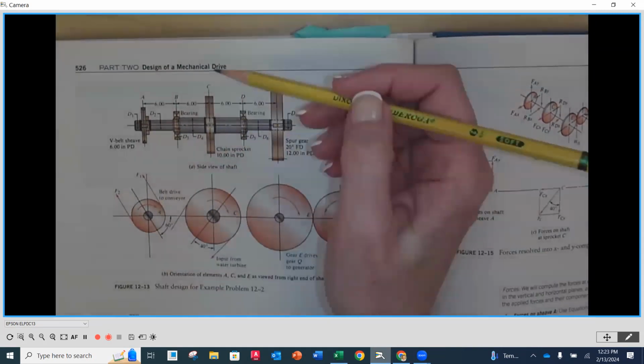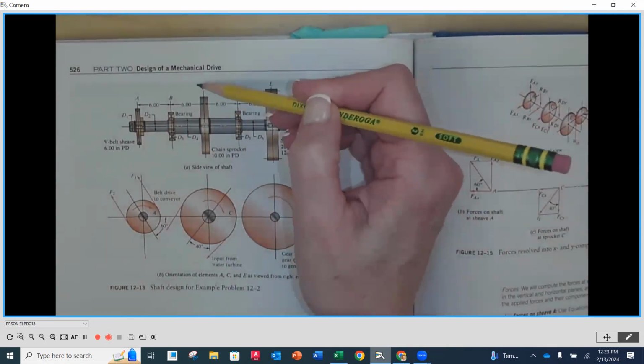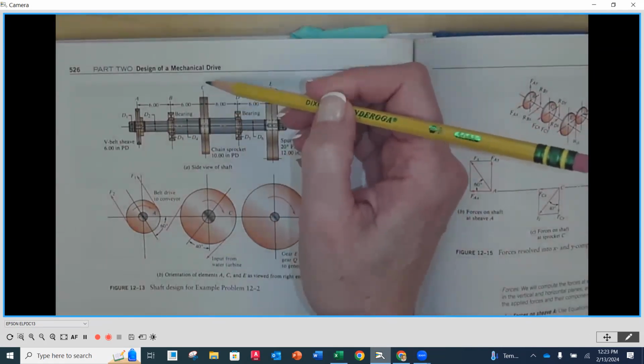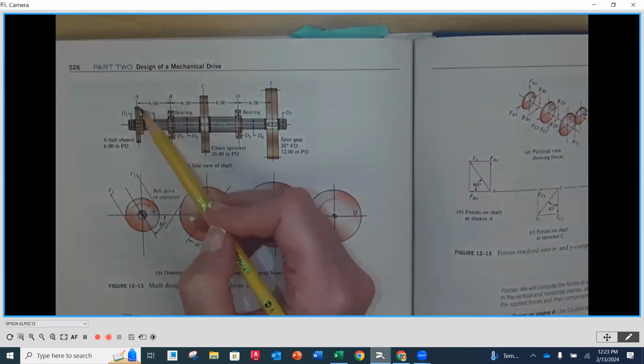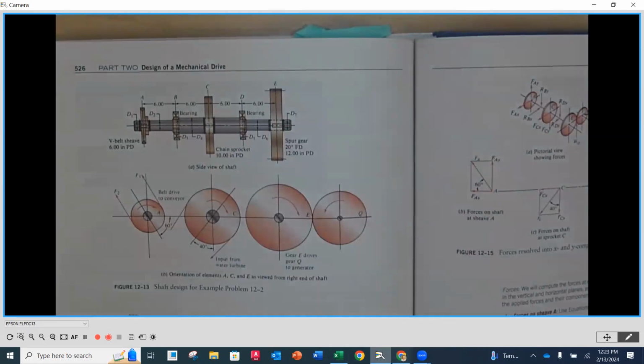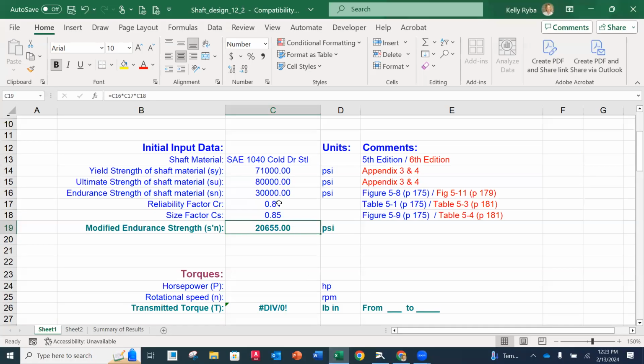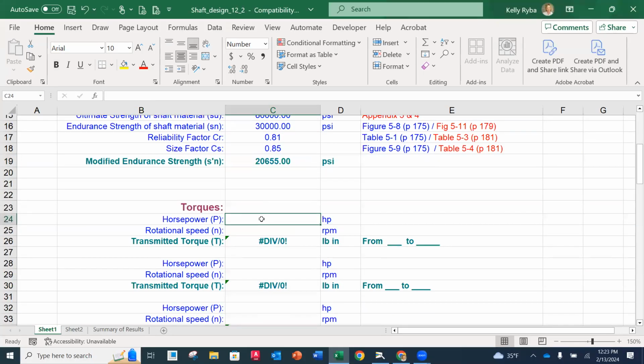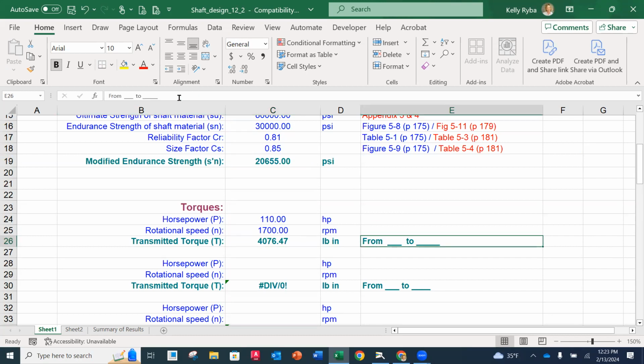So our input is going to be on C, which is our chain sprocket. And then one of the outputs is going to be at A and one is going to be at E. So we're going to use these letters on the next part of the spreadsheet. So for horsepower, we know that there's 110 coming in at 1700 RPMs. So we're going to put those in there. And this is going to be just on point C. C is going to see that maximum amount. And that's our chain sprocket.